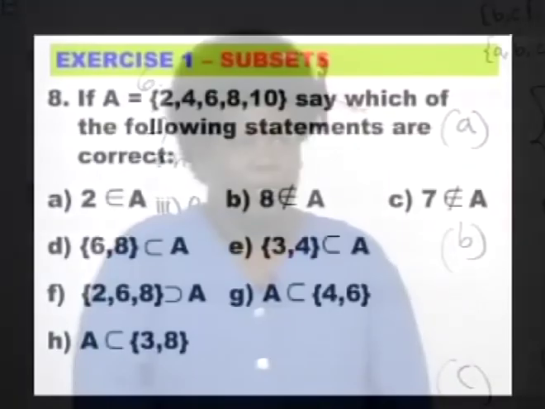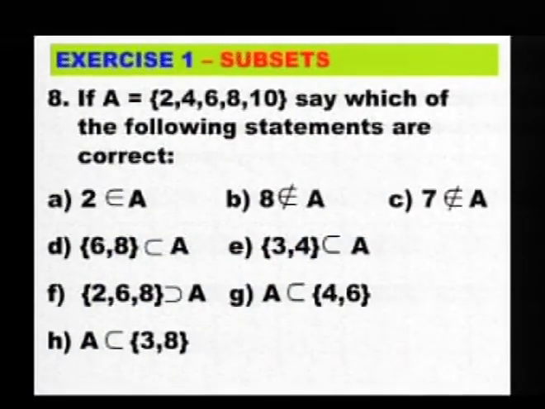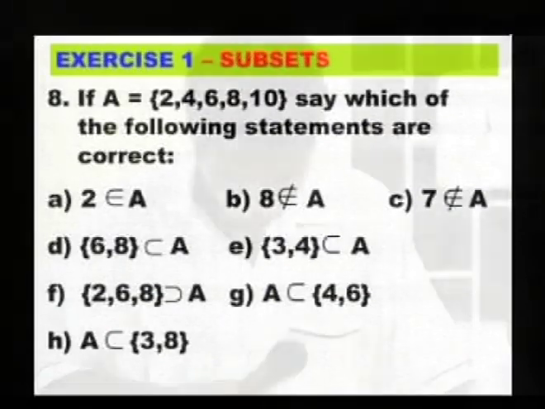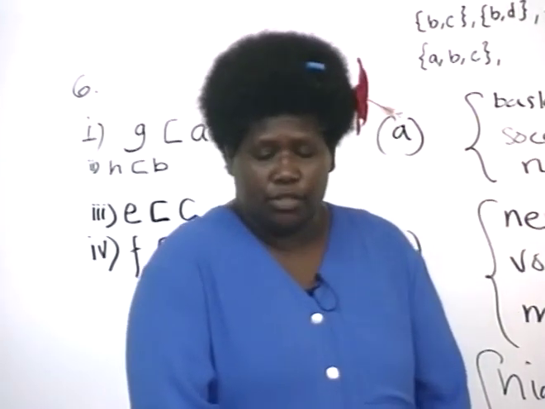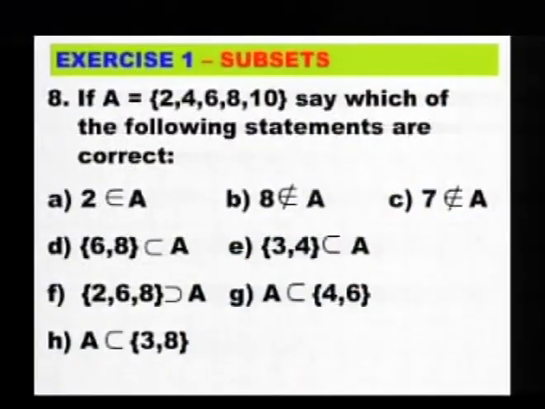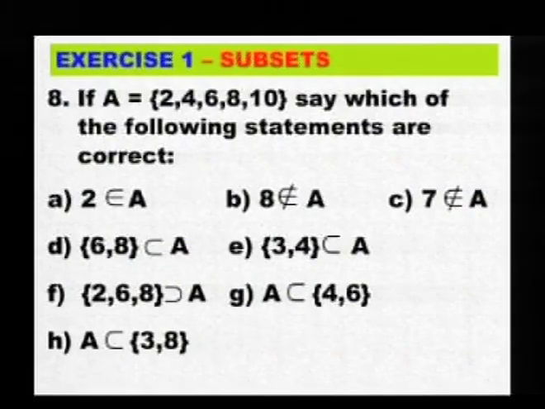F, Mr. Chakumai. Says 2, 6 A contains A. The statement is incorrect because A contains 8 and 10 too. Good. The symbol should be the other way around. It should be 2, 6, 8 is a subset of A. So letter F, the statement is incorrect.